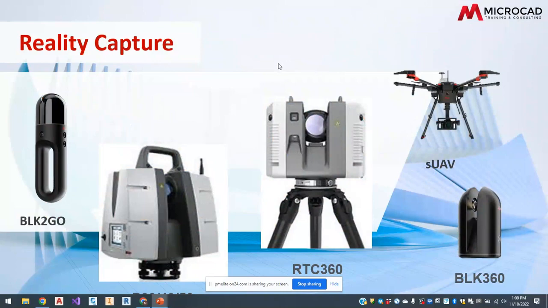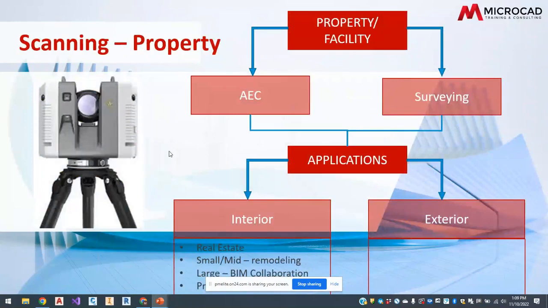So for scanning, we have two main uses. We're either scanning on the inside or the outside. So we have interior and exterior scans.